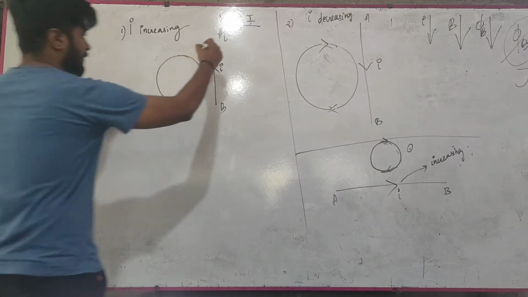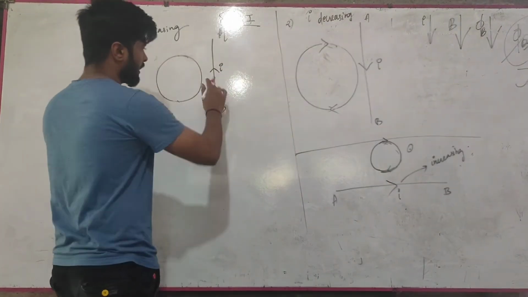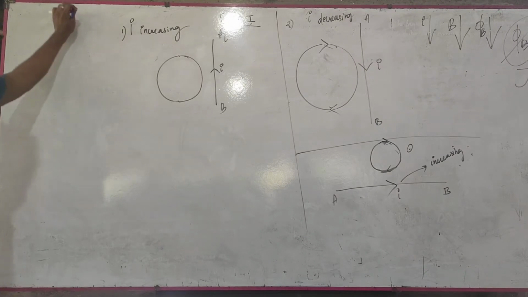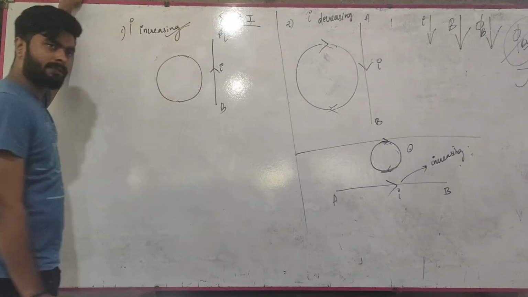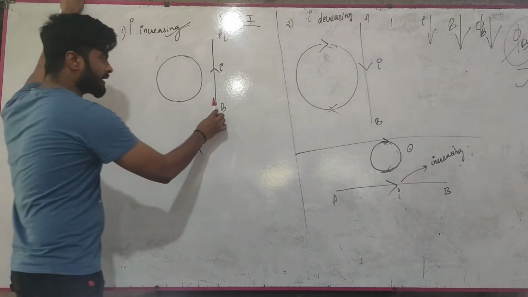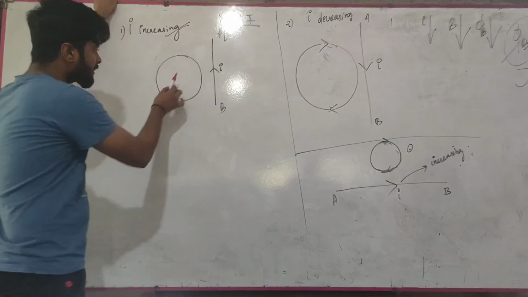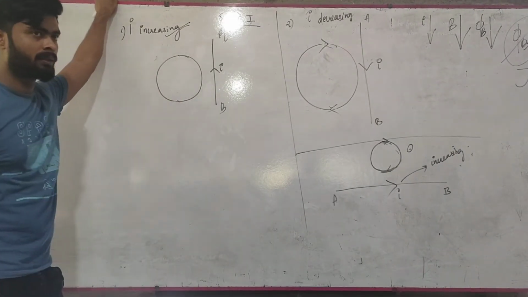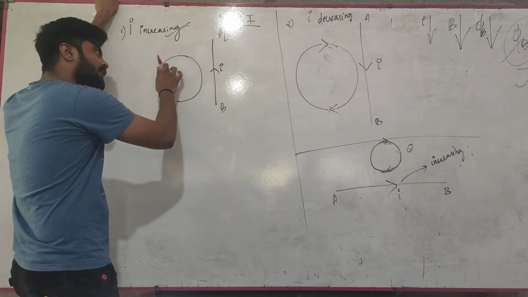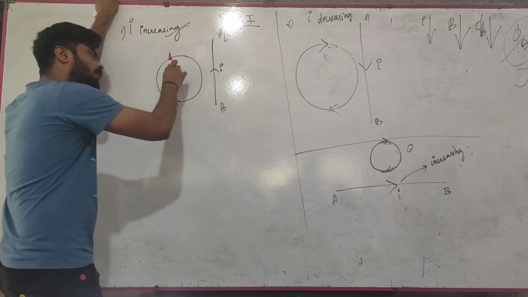In the first question we have a wire called AB in which a current is flowing. And this current is increasing as per the question. The current is increasing through this wire, and there is a coil placed adjacent to it. The question is, what will be the direction of induced EMF or induced current in this coil?